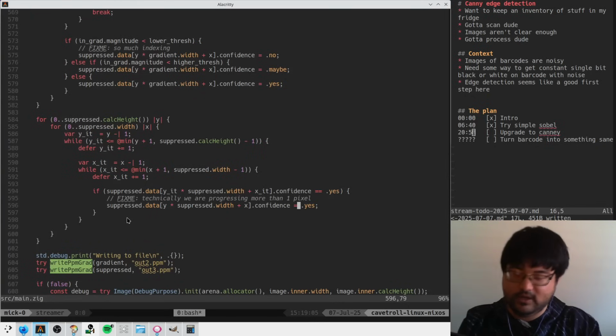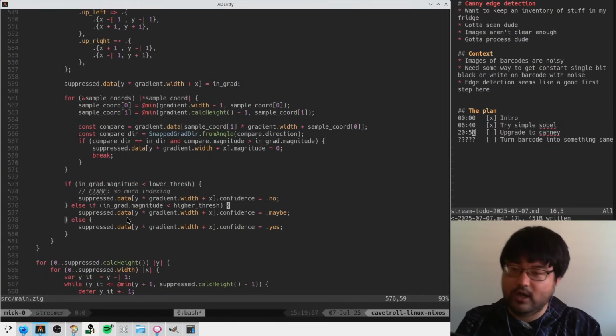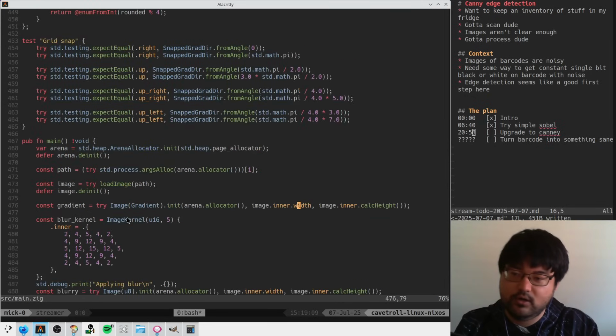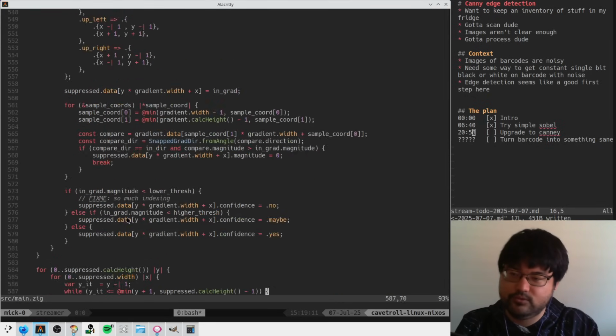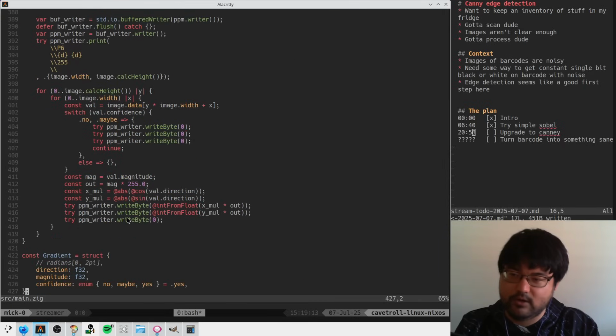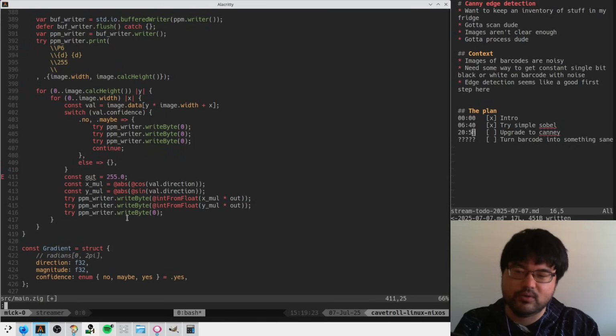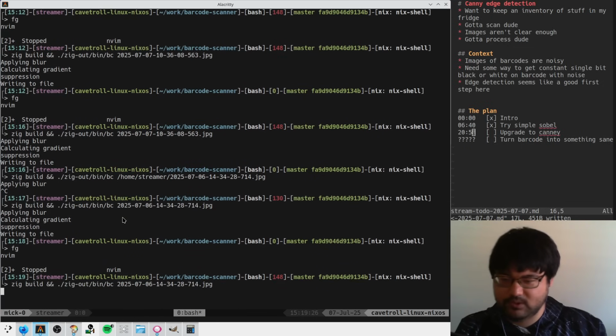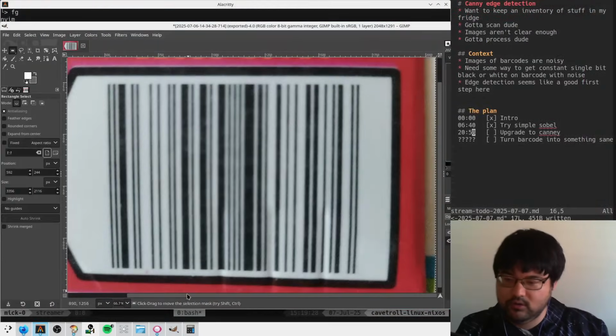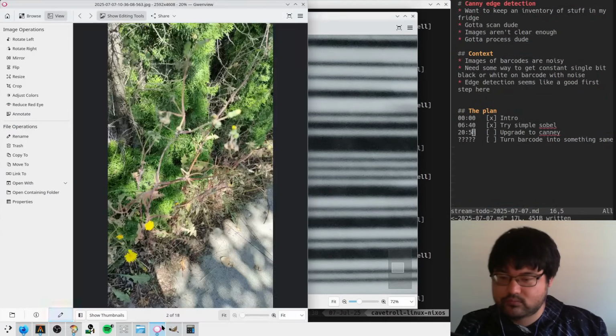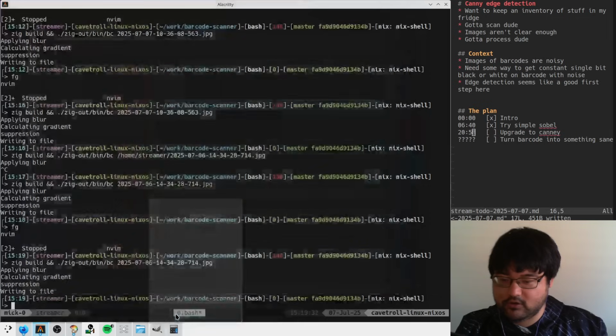So can we do like, I want to change the rendering here. Change the rendering to, if yes, just magnitude 255, just to really make it stand out.